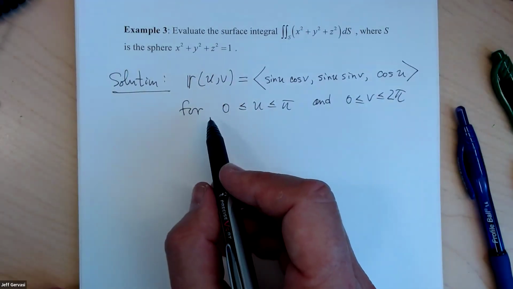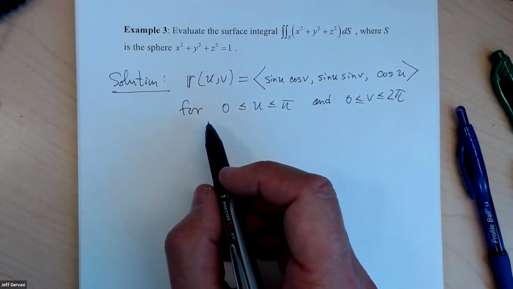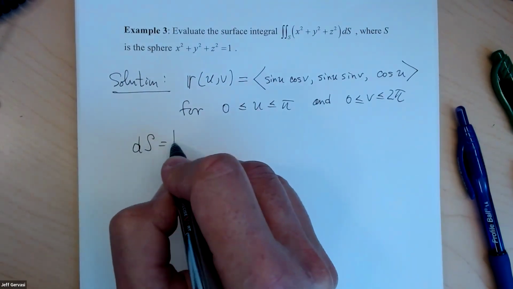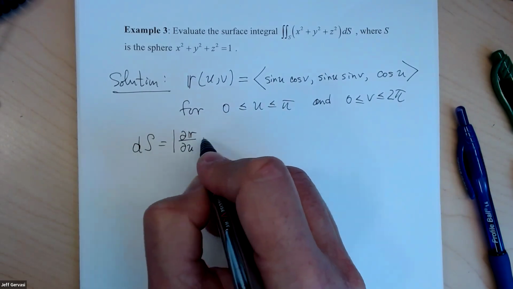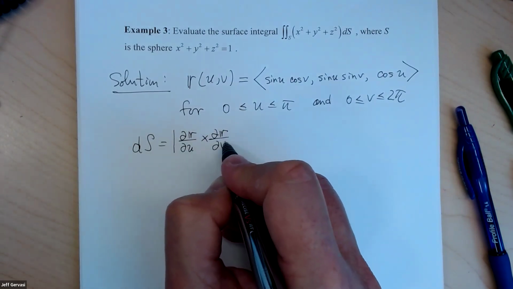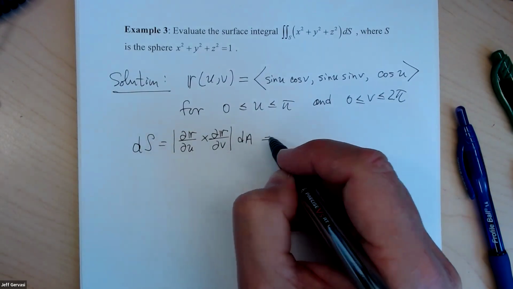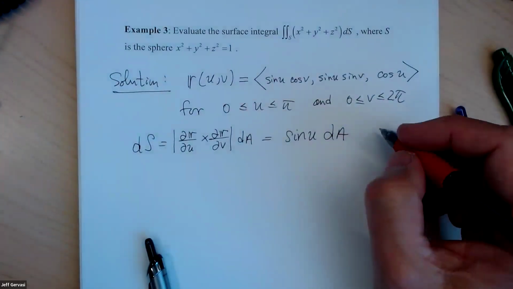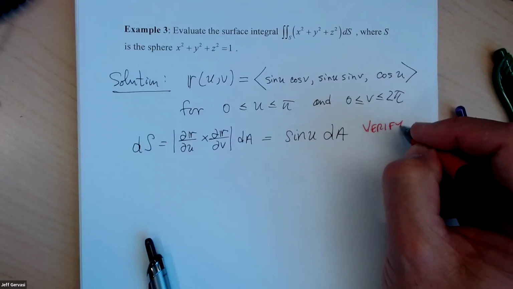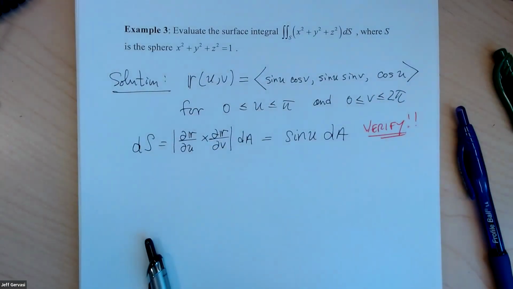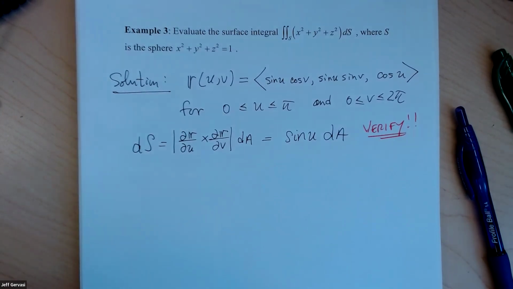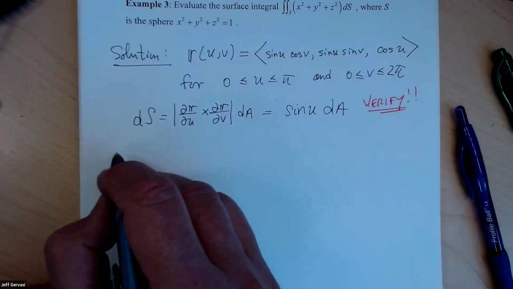I'm going to steal a little bit of the solution from the previous problem, and I'm going to say that the differential element of surface area is equal to this. Now don't you take my word for it. You verify my work. This is similar to the previous problem that we just did, so I just borrowed a little bit of the work. So my surface integral then is going to look like this.